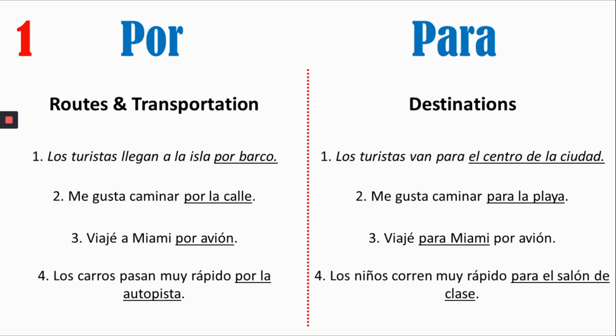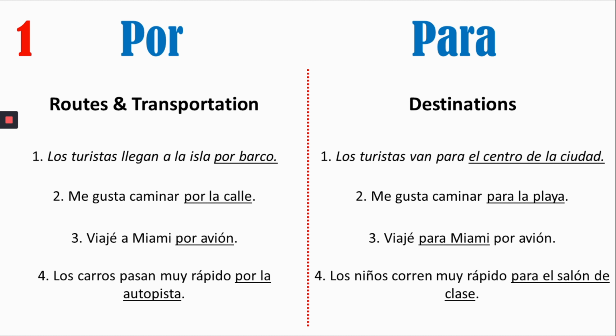In number 2, we have me gusta caminar por la calle. In this case, por is introducing the route that I am taking. Number 3, viajé a Miami por avión. Transportation, por avión. Número 4, los carros pasan muy rápido por la autopista. The route, the highway. Los carros pasan muy rápido por la autopista.